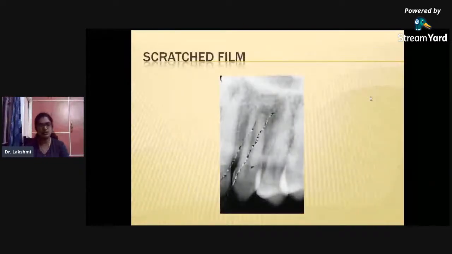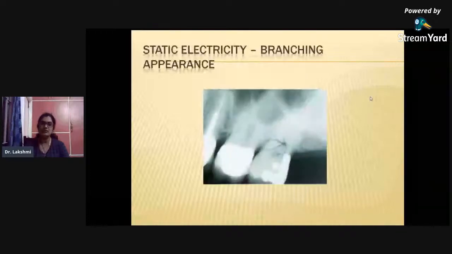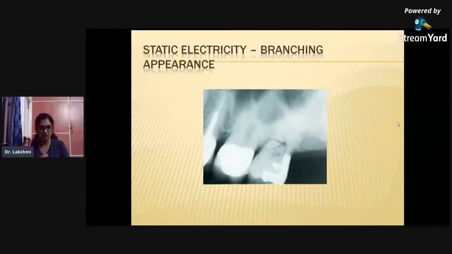Scratched film is due to improper handling, careless handling, and all that. So static electricity branching appearance, this also happens. Over here there is a branched appearance. This is due to silver iodide crystals being exposed. So these are the faulty radiographs, how they look, and a brief description of each.